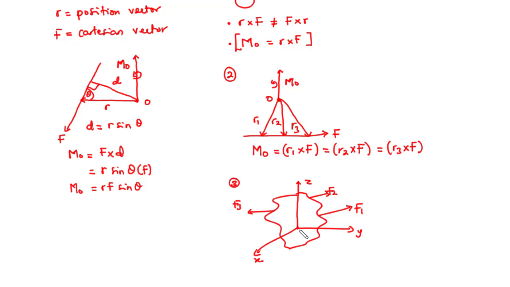So we have this to be F1, we have F2, and then this is F3. We also have a point O, and then we have the position vectors directed from O to F1, F2, and then F3. So these are R1, R2, and then R3.